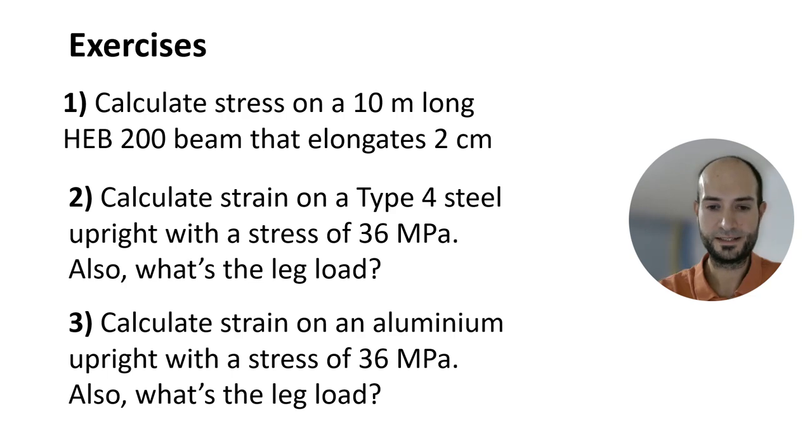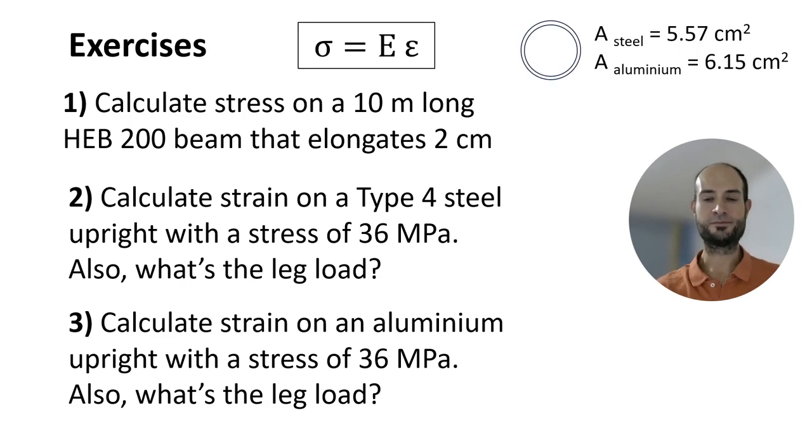Remember for 2 and 3, about Young's modulus. Aluminium has a lower elastic modulus. That means it's much easier to deform aluminium than it is for steel. And then obviously remember always the equation, and those are the areas for the type 4 upright and for an aluminium upright. So that's it for today.